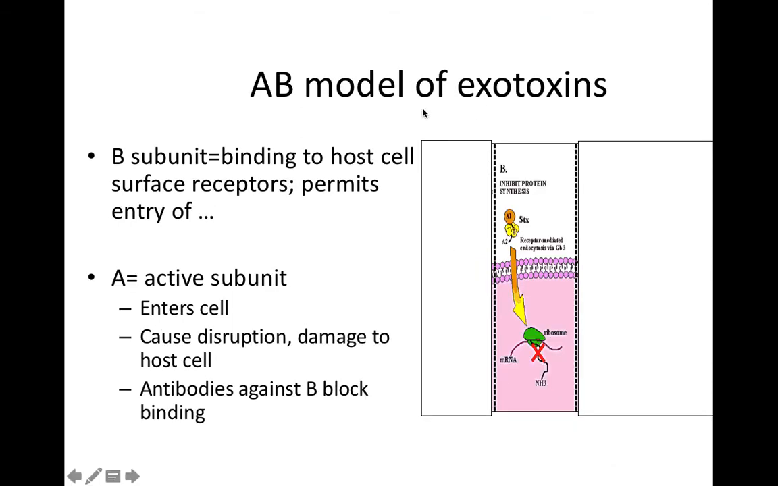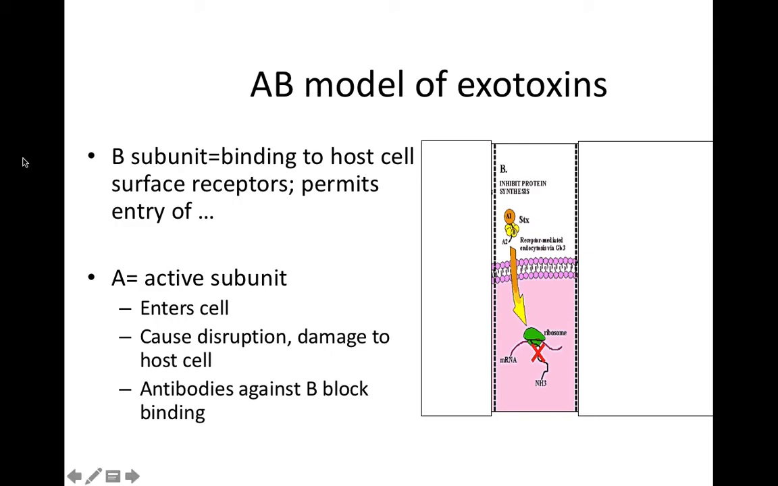Still on exotoxins, you guys, many of the protein exotoxins are what we call AB toxins. And an AB toxin has two different subunits, an A subunit and a B subunit. So let's talk about the B subunit first, because B stands for binding. So this is the part of the toxin that binds to a specific host cell surface receptor, right?